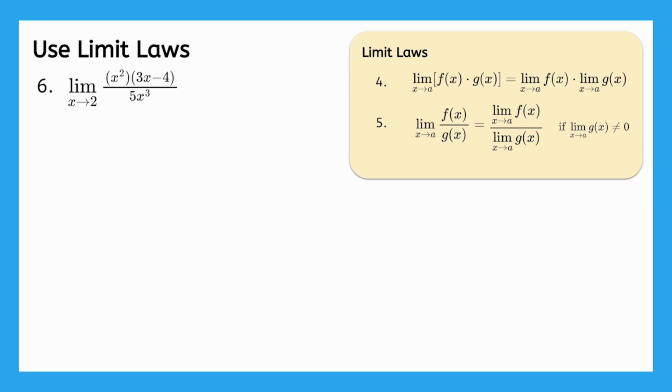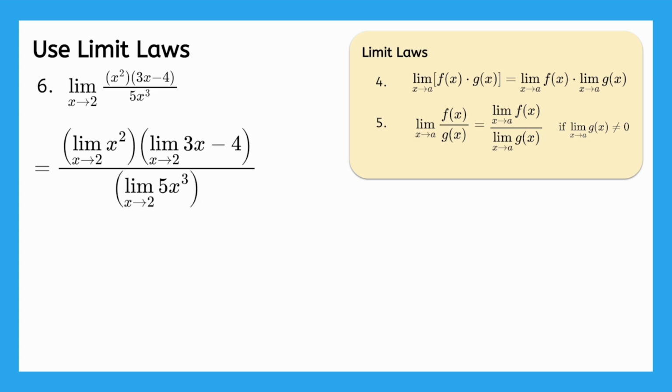Let's start by rewriting the function using these 2 limit laws. We can rewrite the numerator as the product of the limits, and we can divide that numerator by the limit of the denominator.